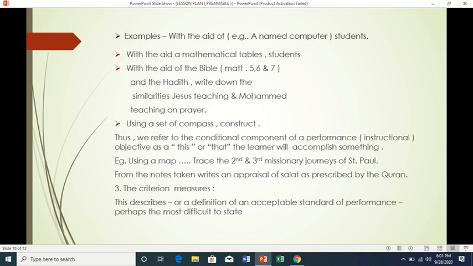Then we have the criterion measure. This is an evaluative measurement. It describes a definition of an acceptable standard of performance. And perhaps it has been very difficult to state this point, but as we go on it will become clear. The criterion measure: at the end of my teaching, I should be able to evaluate, to make a judgment, and therefore I should set a criterion upon which my measurement is going to be based after the teaching.